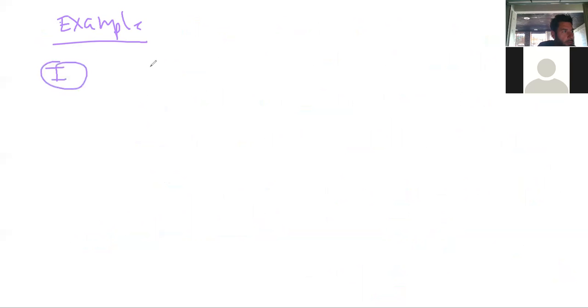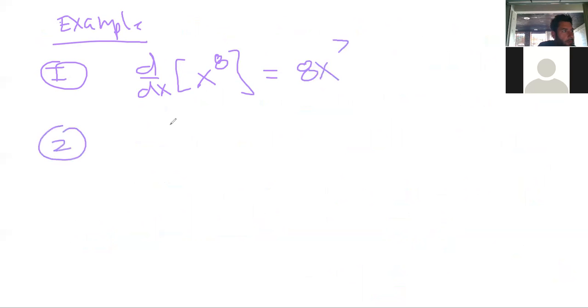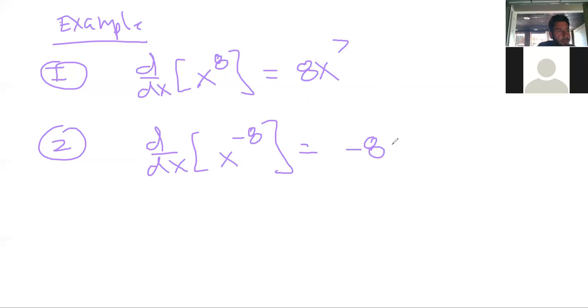But if we look at some of these, let's just take a standard one. We know the derivative of x to the 8th is 8x to the 7th. Well, if we apply it to a negative integer, say x to the negative 8, then by our formula, we're left with negative 8x to the negative 9th.